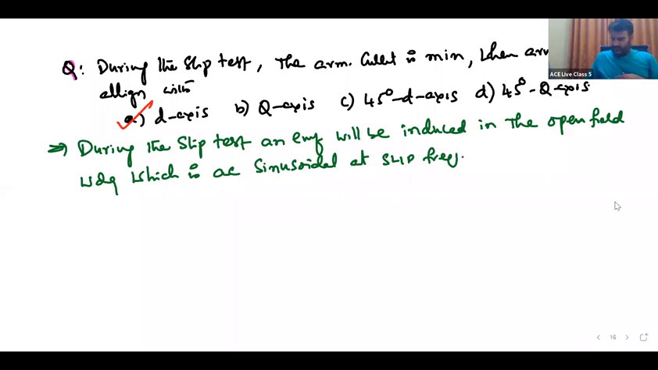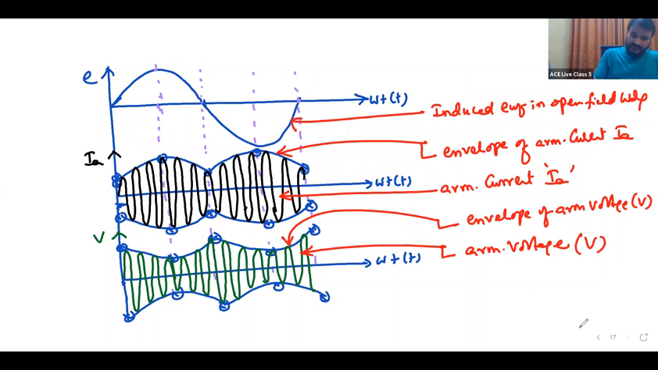Sinusoidal slip frequency. That is itself E. In this diagram, you can find, dear students, this is itself induced EMF at slip frequency. Induced EMF at what frequency? At slip frequency. This induced EMF is AC sinusoidal at slip frequency.